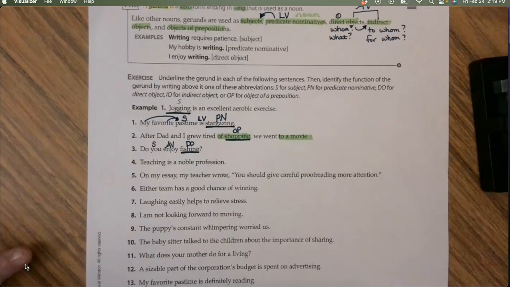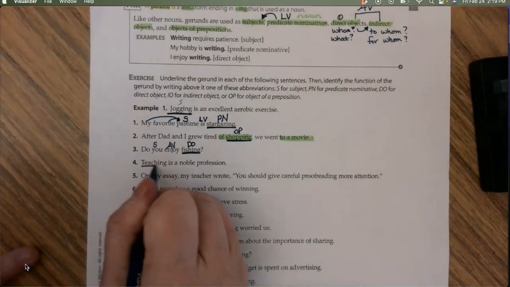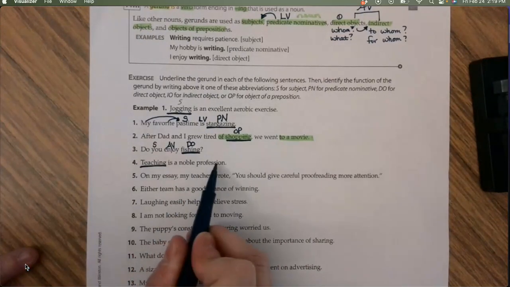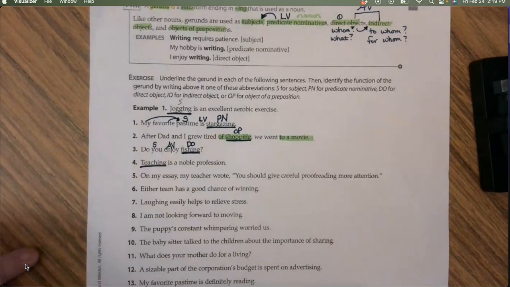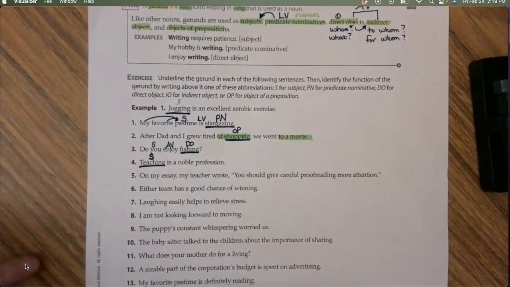Okay, again, pause the screencast, go try number 4, and then come back and check it. I see a verb with ing, teaching. So I'm going to look for a prepositional phrase. I don't see any. So now I'm going to go look for my subject, and the subject is teaching. That's what this sentence is about. So I'm done with that one.